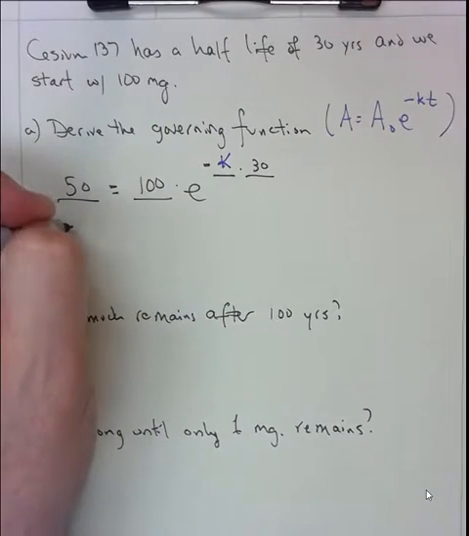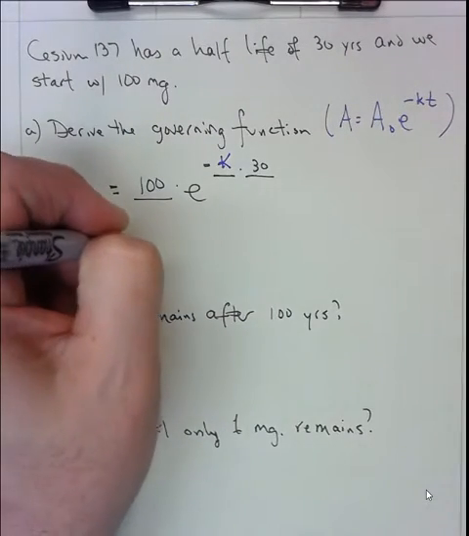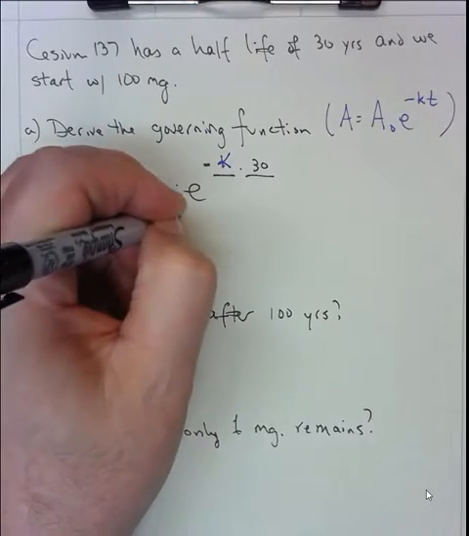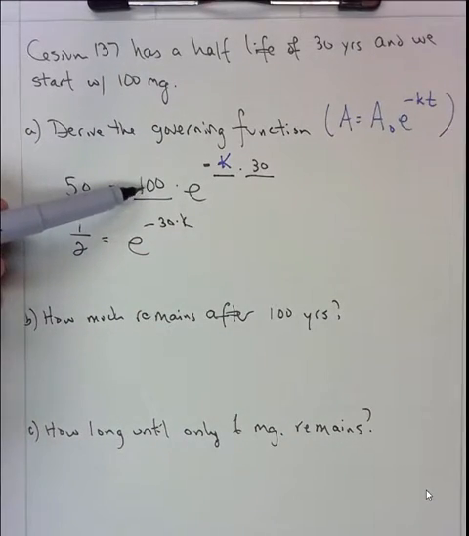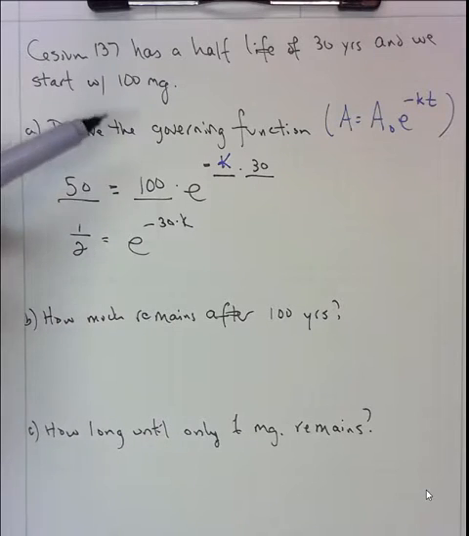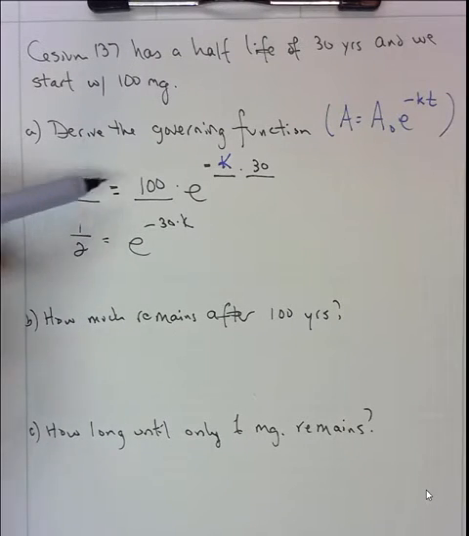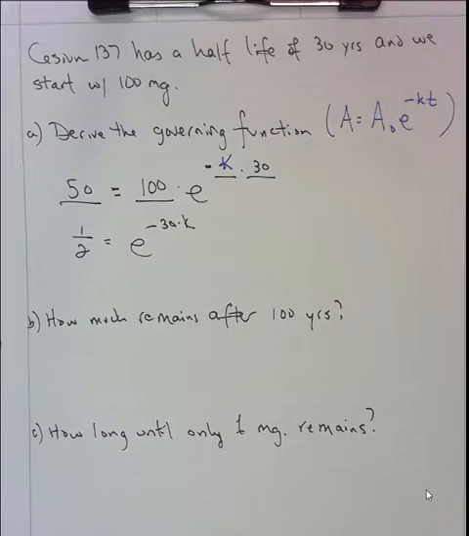Dividing by 100, we will get 1/2 equals e to the negative 30k. And look at what happened here. We started with 100. Half-life means that drops to 50. If we'd started with 200, half-life, it would drop to 100. But no matter what you start with, as soon as you do that division, the initial amount and half the initial amount is going to cancel out to 1/2. Half-life is the half-life, and it doesn't relate to the starting amount.